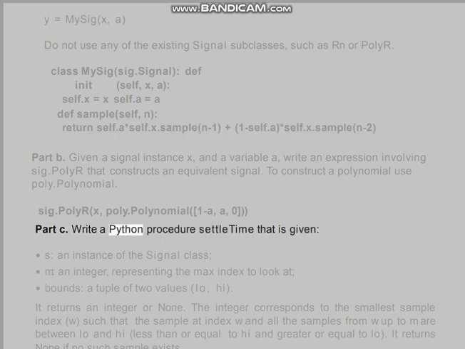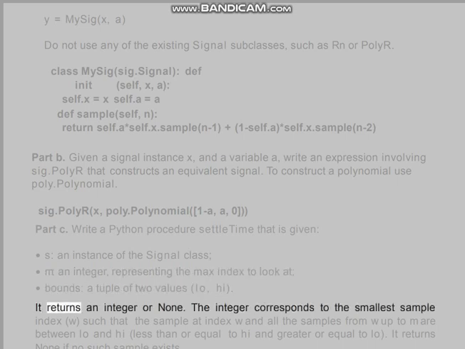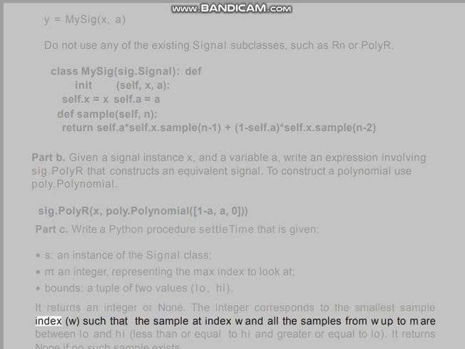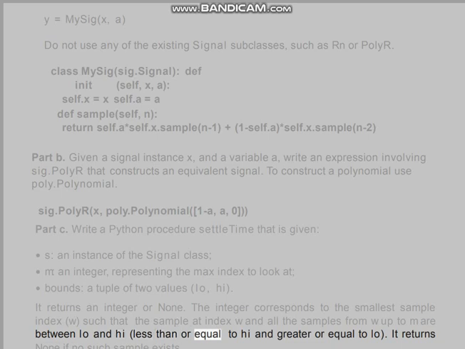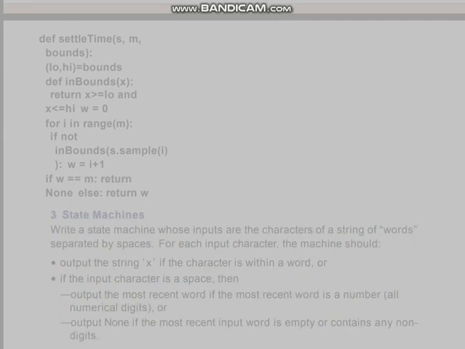Part C. Write a Python procedure settle_time that is given s, an instance of the signal class, m, an integer representing the max index to look at, and bounds, a tuple of two values, low, high. It returns an integer or None. The integer corresponds to the smallest sample index w, such that the sample at index w and all the samples from w up to m are between low and high, less than or equal to high and greater or equal to low. It returns None if no such sample exists.